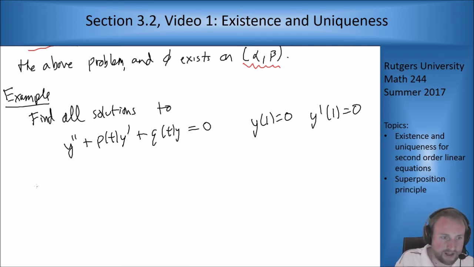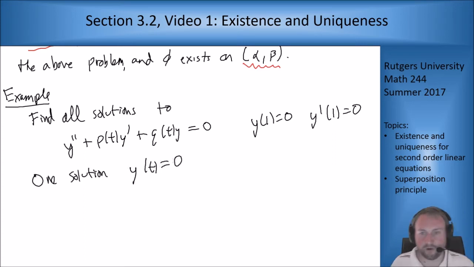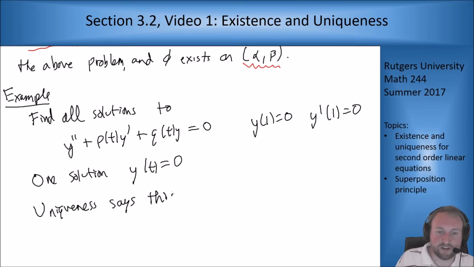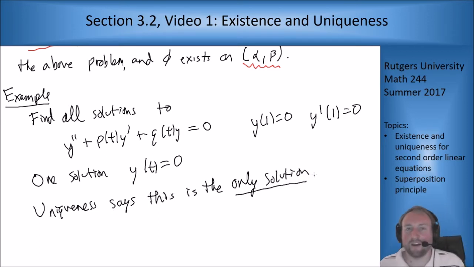And one solution is fairly obvious, and that is just y of t is 0, always. It meets the initial conditions, and if I plug in 0, the whole left side just vanishes, so I get something that matches the equation. And now the result that we want is uniqueness says this is the only solution. So we're done. The only solution to that problem is just the constant 0 solution.